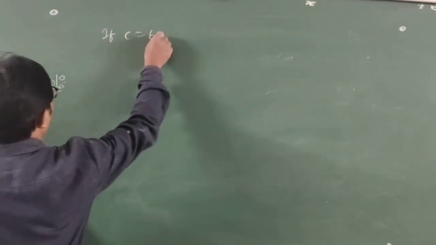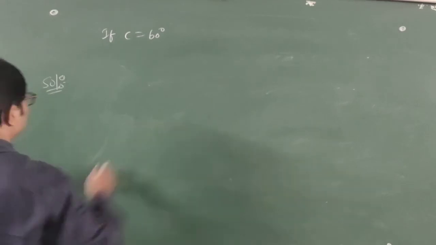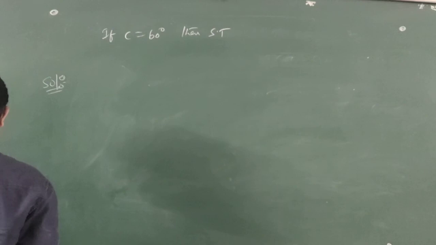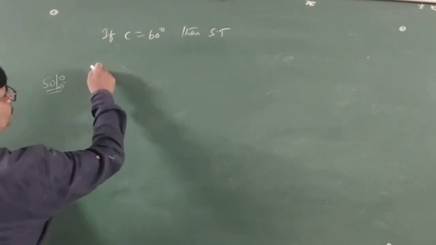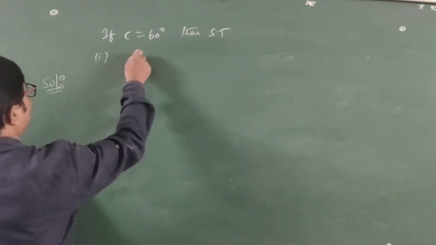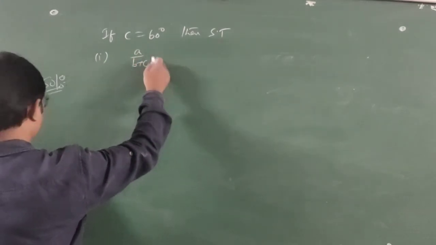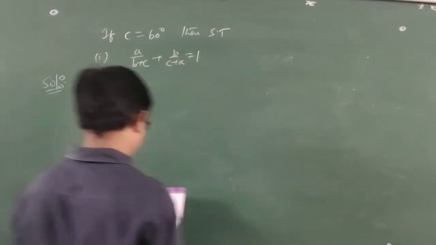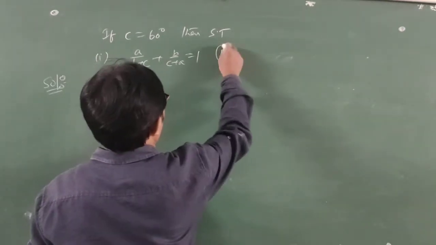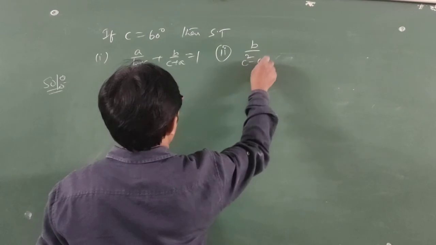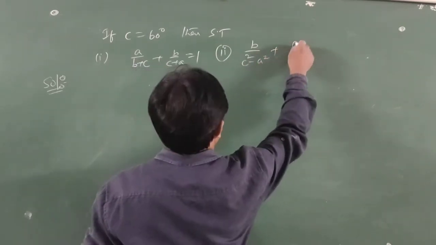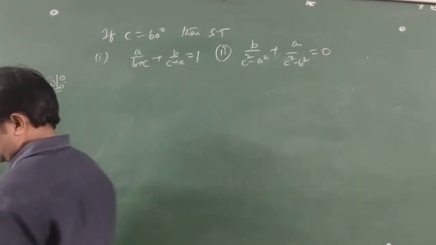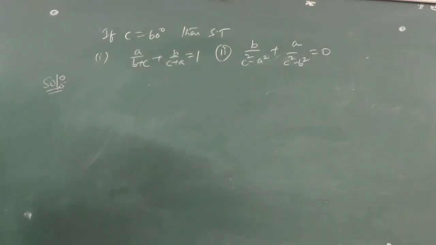C equal to 60 degrees. Then, my dear students, the first question is a/(b+c) + b/(c+a) = 1, and the second one is b/(c²−a²) − a/(c²−b²) = 0. These are the two questions when C is 60 degrees.